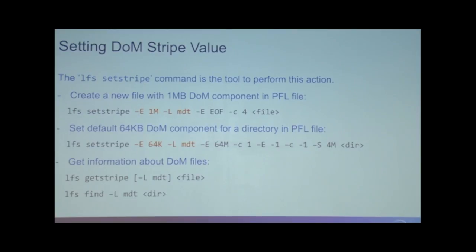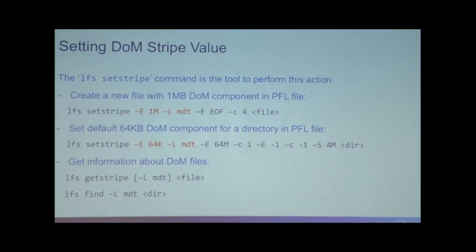So a few examples. The first example is creating a new file with a 1 megabyte DOM component. You'll see the -L MDT flag again, which is new. And you'll see the size is being specified for the first meg to be placed on the MDT, and then would follow the rest of your striping options. The second example shows setstripe being set for an entire directory. So it has the first 64K being placed on the MDT, followed by the rest of the striping options.